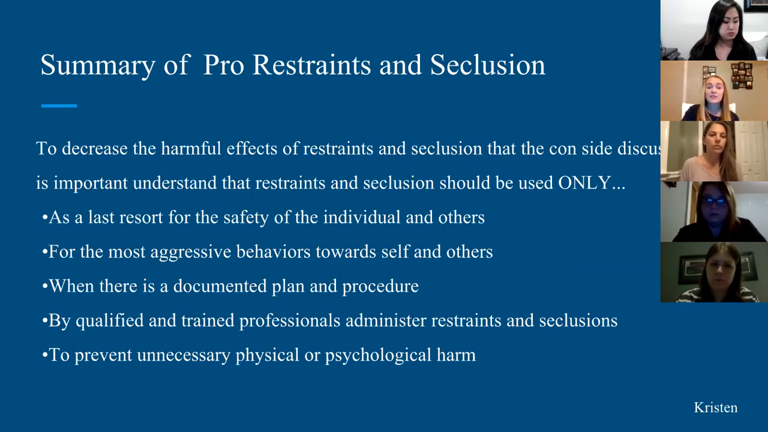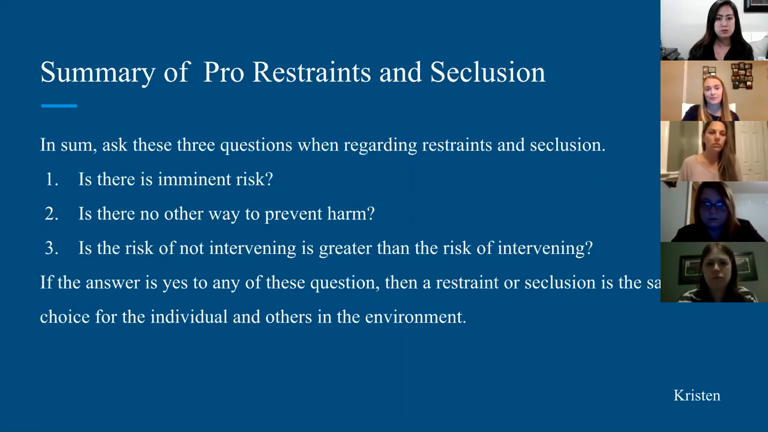So lastly, to decrease the harmful effects of restraints and seclusion that the con side discussed, it is important to understand that restraints and seclusion should only be used as a last resort for the safety of individuals and others, for the most aggressive behaviors towards self and others, when there's a documented plan and procedure by qualified and trained professionals, and to prevent any unnecessary physical or psychological harm.